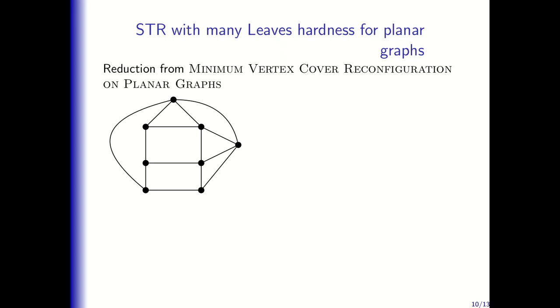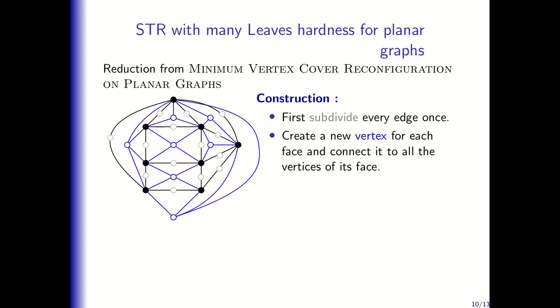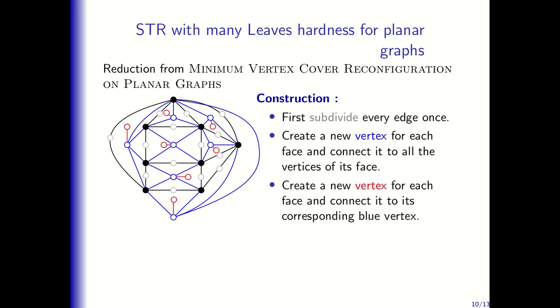So the idea is we start from our planar graph, and we first subdivide every edge once. Okay, so we create some gray vertices which correspond to vertices in the middle of every edge. Then we create a new vertex for each face, and we connect it to all the initial vertices of its face, or all the black vertices of the face. And we finally add a pendant vertex on each blue vertex.